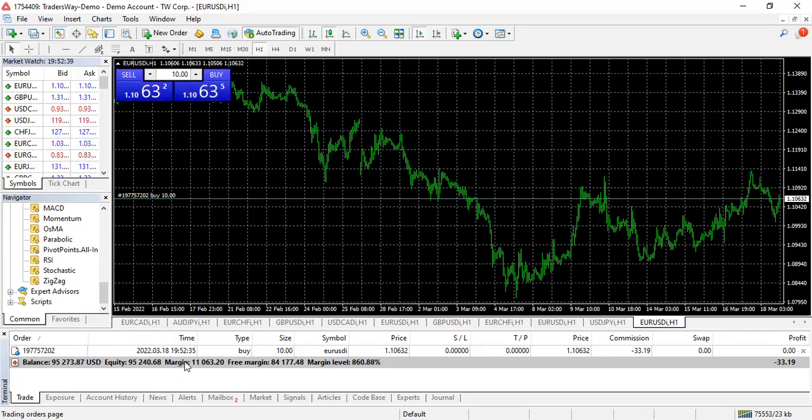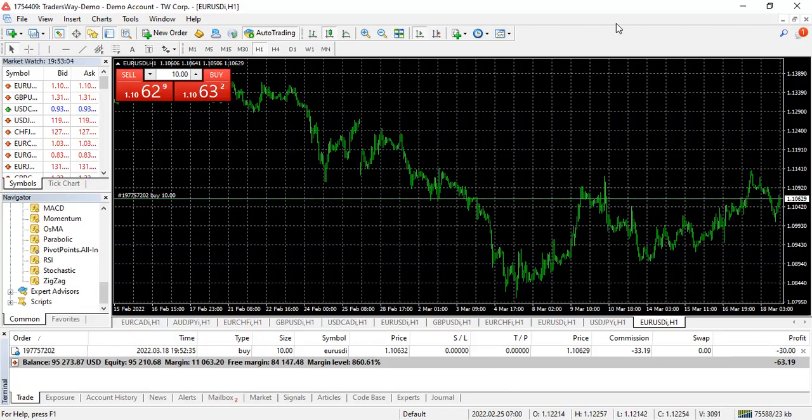Now, what is margin? Margin is that amount of money that is kept aside for you when a new position is opened. Now, let's assume I'm using a higher leverage. You have to understand leverage as well. The more leverage you are using, the higher the risk you are taking on your account.